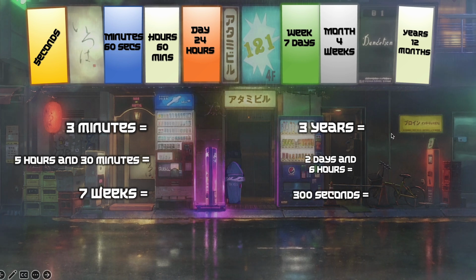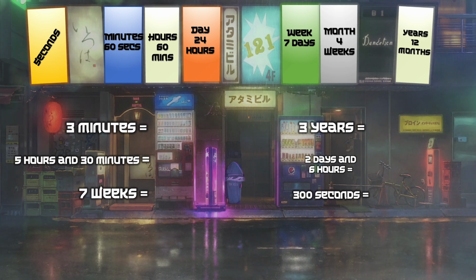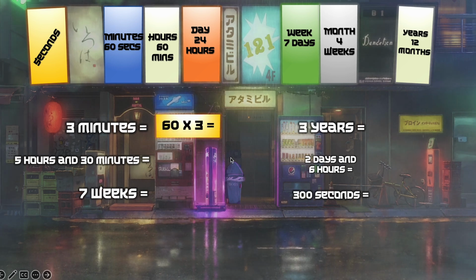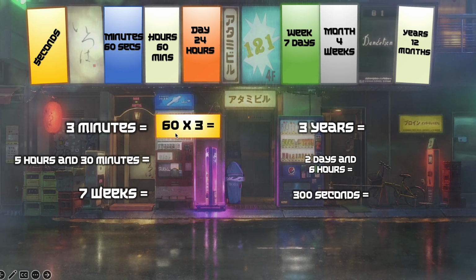Okay, this is where it gets a bit more difficult. This time we're not talking about 1 minute, we're talking about 3 minutes. But we know that 1 minute is actually 60 seconds. So if we have 3 minutes, we need to do that 3 times. So we could do 3 times 60 or 60 times 3. And that gives us 180. 180 seconds.